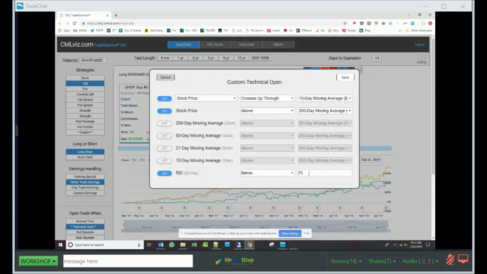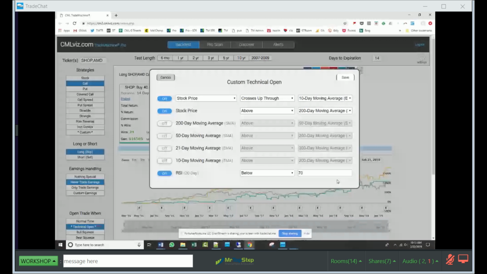I don't want to be in an overbought situation where I'm getting long a call and the stock's already had its move, right? So this is a pretty standard view of the world of when might be a good time to get long a call, okay? So the stock is not in technical breakdown. It's showing momentum, but we're not overbought.